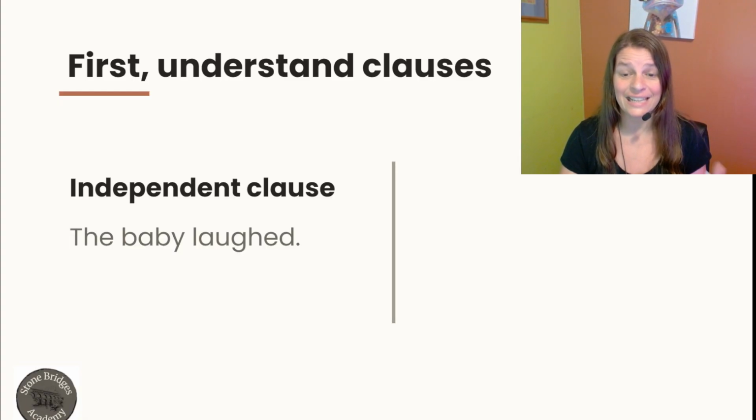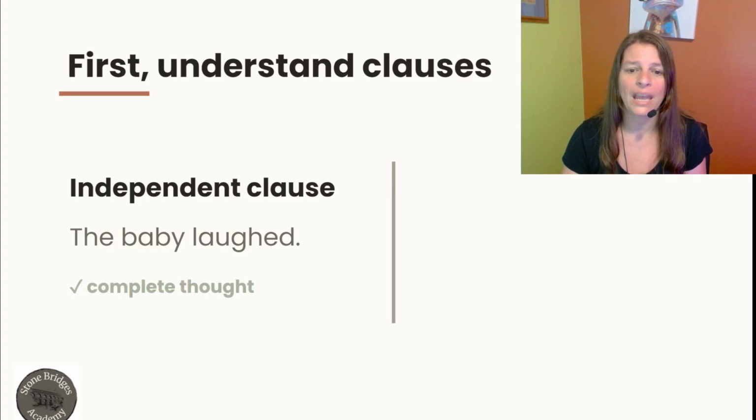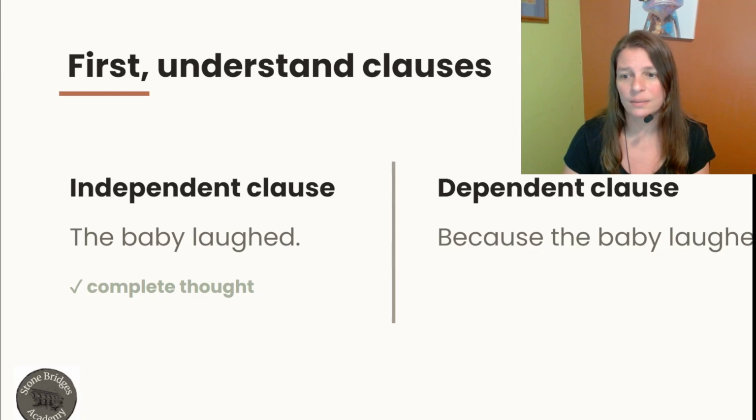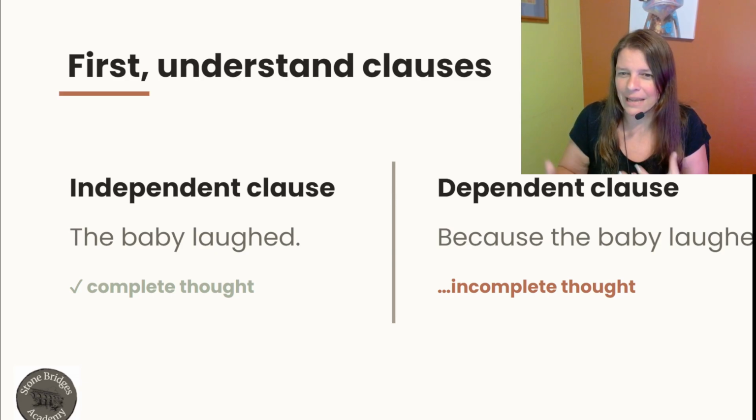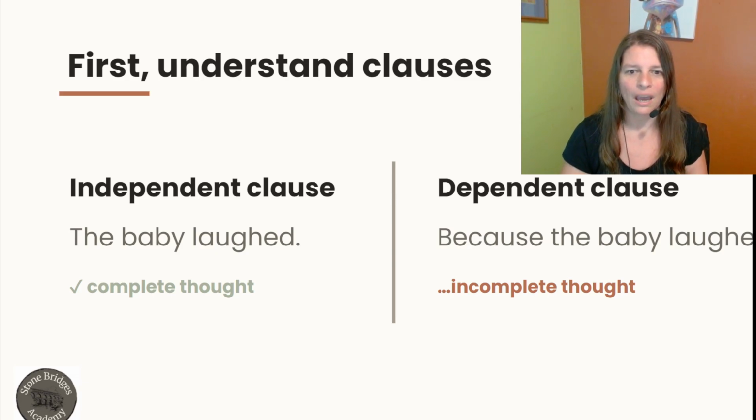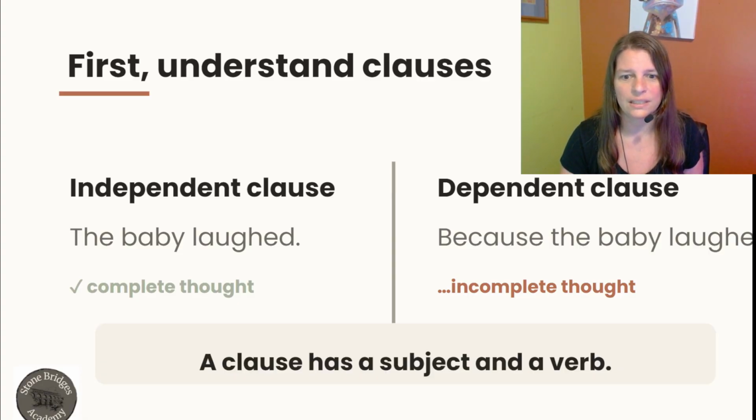So we have an independent clause. The baby laughed. That is a complete thought. It stands by itself. And then we have a dependent clause. Because the baby laughed, and that is an incomplete thought. It leaves us asking questions, okay? So we have dependent clauses and independent clauses when we're working with sentences.